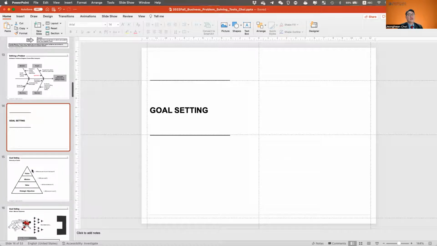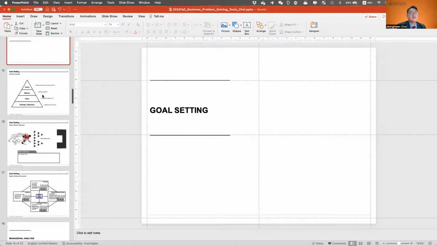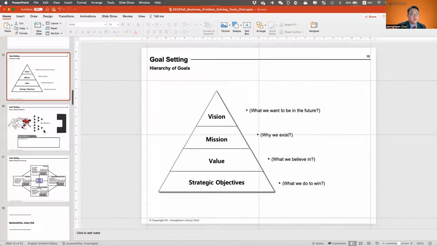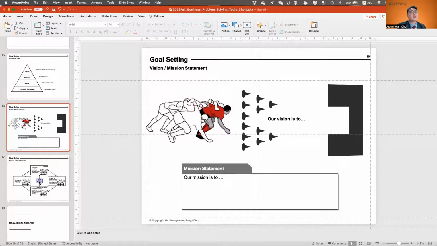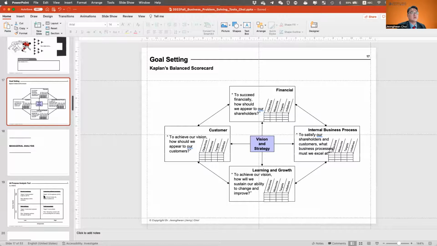From next class, I hope I will see you on campus, face to face, and I definitely love to talk about it on the board. We will keep talking about it, though we must be able to set up the goals: the hierarchy of goals, vision, mission, and strategy objectives. Goal setting by using Kaplan's balanced scorecard. So we will see that.